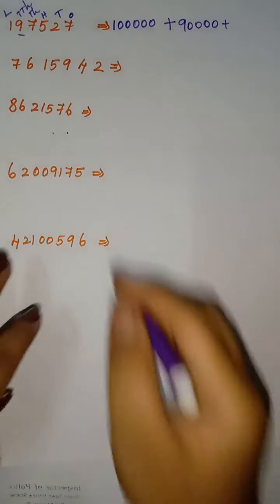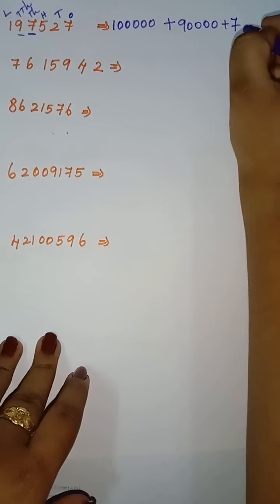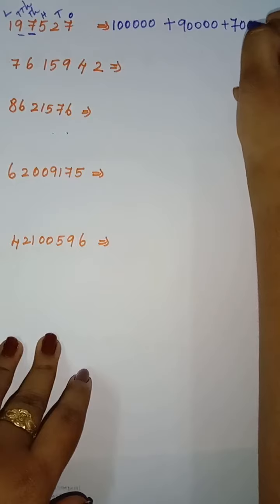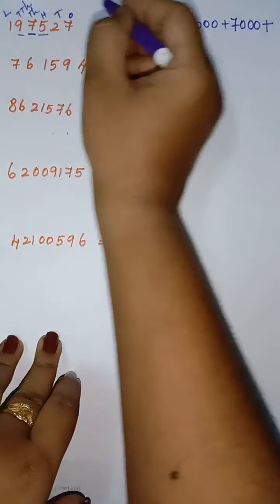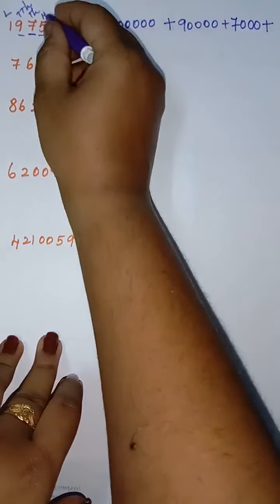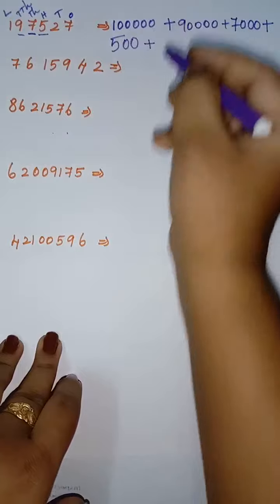So 9 has completed. Next is 1000. For 1000, how many zeros will there be? 3 zeros, that is 1 2 3. Then we write the plus symbol. The next digit is 5, which is the hundreds place. Hundreds means how many zeros? 1 2. Then put the plus symbol.